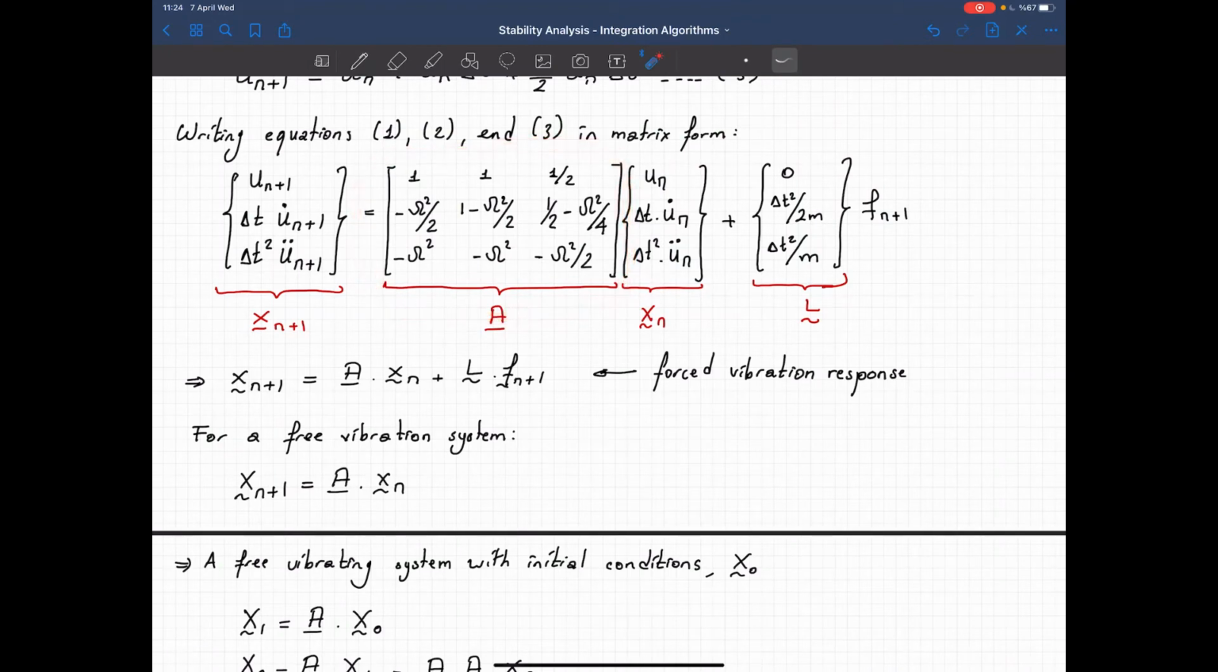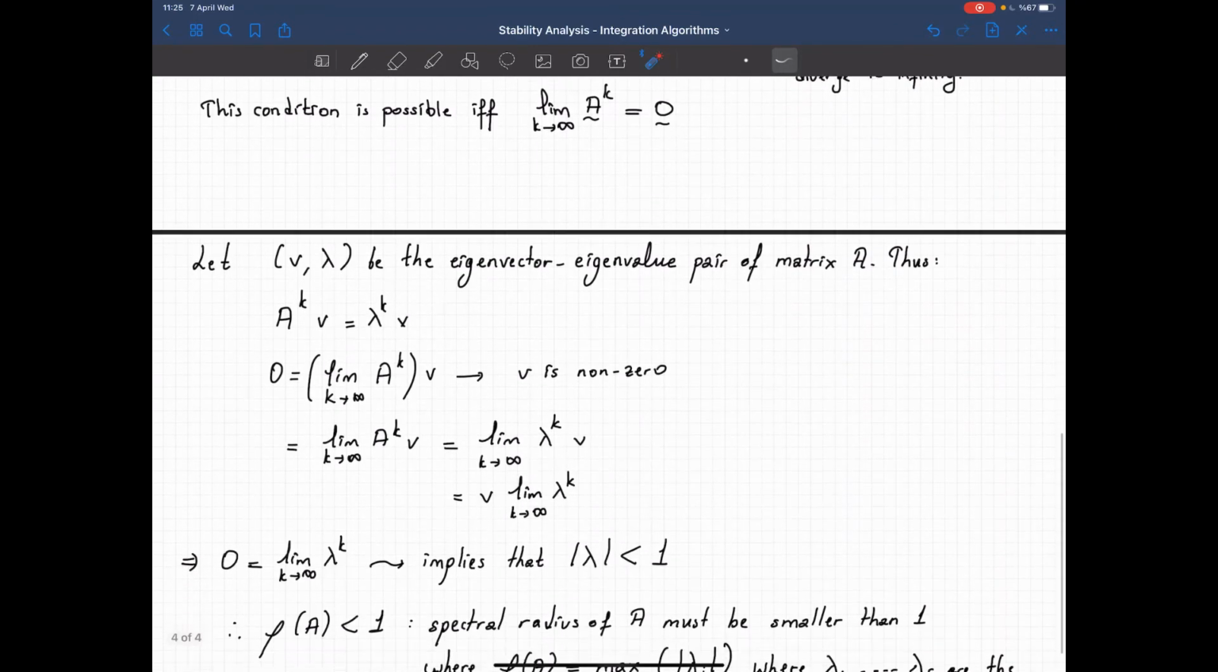What we need to do is to calculate the eigenvalues of this matrix A and figure out the requirement that makes the eigenvalues of this matrix smaller than 1. Otherwise, we will not get any answer in our explicit integration. So let's define our eigenvalue problem: A minus lambda I, and I'm checking the determinant of it.